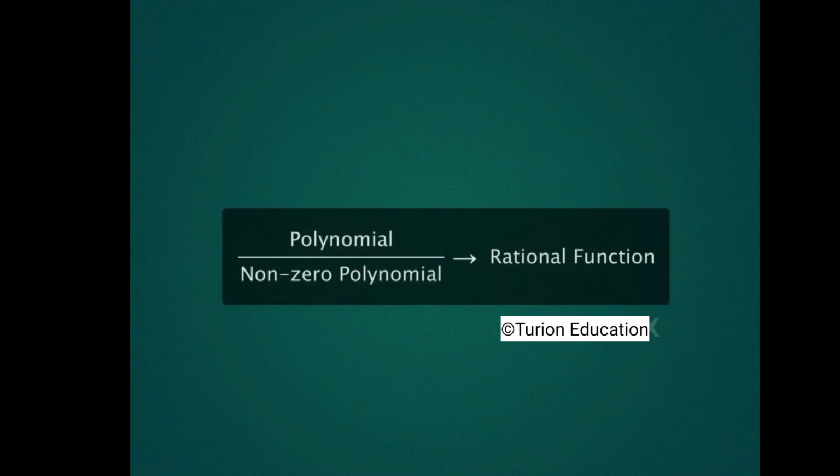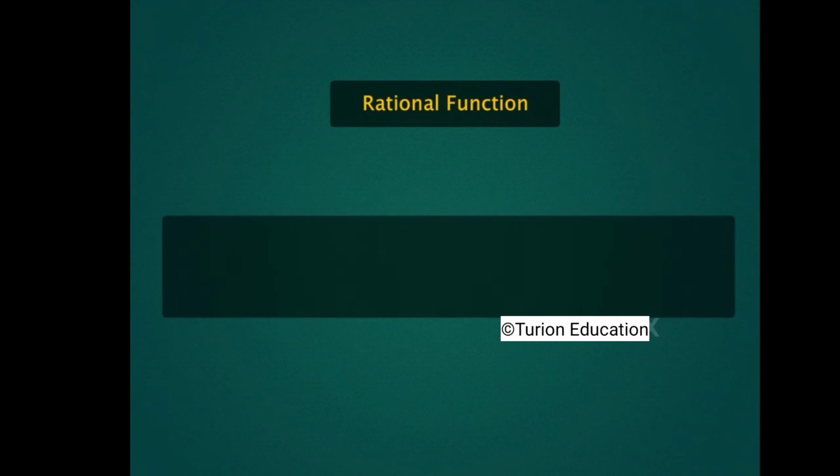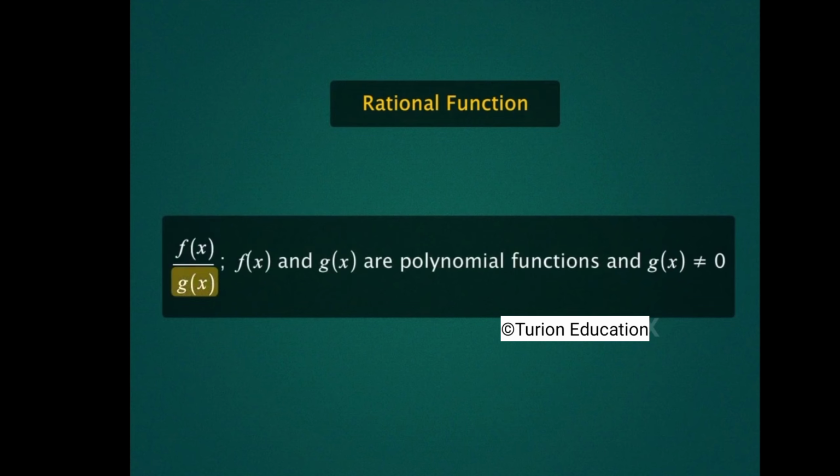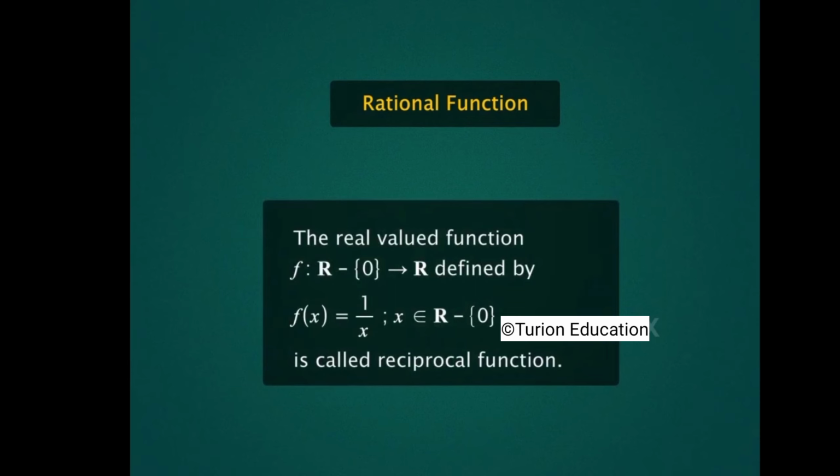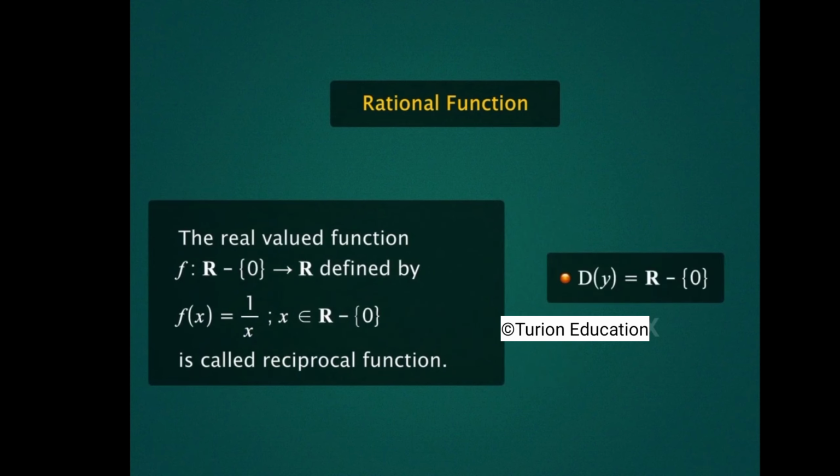Going further, a polynomial function over a non-zero polynomial function is called a rational function. Rational functions are functions of the type f of x over g of x, where f of x and g of x are polynomial functions of x defined in a domain where g of x is not zero. If f of x is the constant function 1, and g of x is the identity function x, then this rational function is called a reciprocal function. The domain is all real numbers except 0, and its range is also all real numbers except 0.